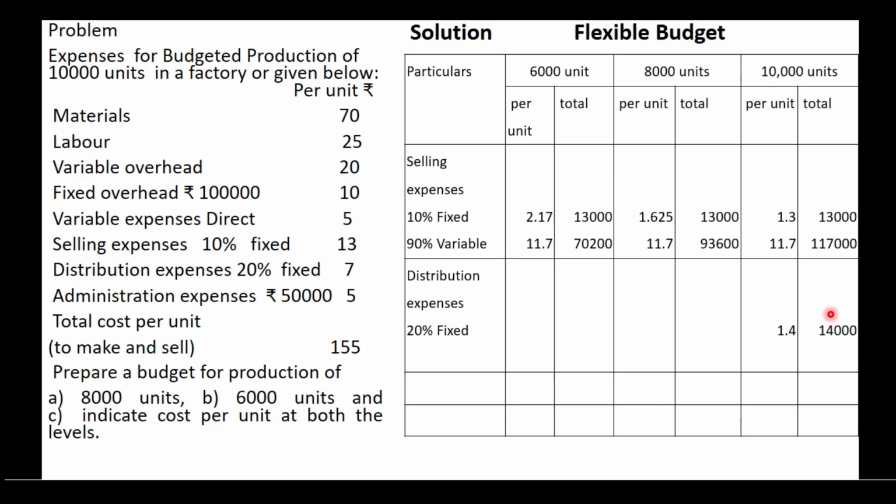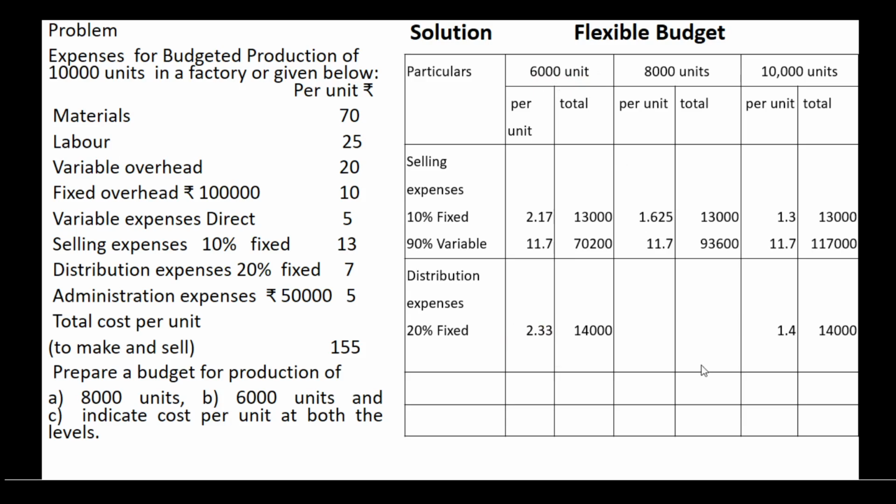So now the amount is the same in all levels. The 14,000 under the 6,000. So here the amount stays constant at all levels. But the per unit, that is the cost per unit, keeps changing. So we take the 14,000 rupees divided by 6,000. The cost per unit is rupees 2.33 under 6,000 units.